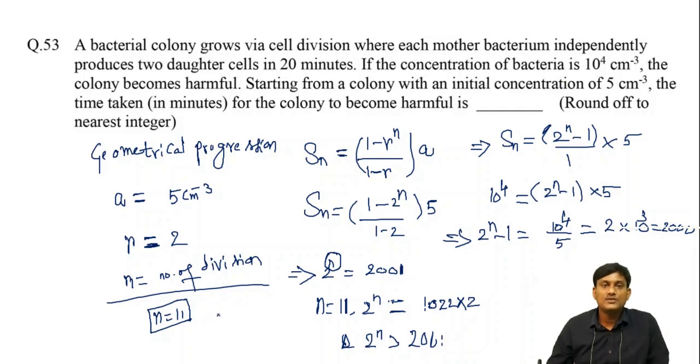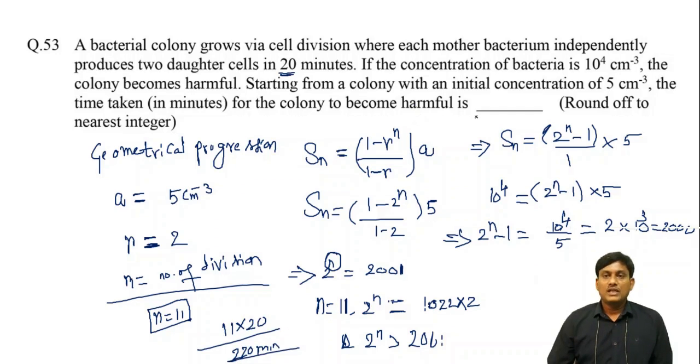We know that for each cell division the time taken is 20 minutes. For 11 cell divisions it will be 11 into 20, it will be 220 minutes. Okay, the time taken in minutes for the colony to become harmful is 220 minutes. After 220 minutes, the bacterial concentration rises from 5 cm^-3 to 10^4 cm^-3. So what is the answer?